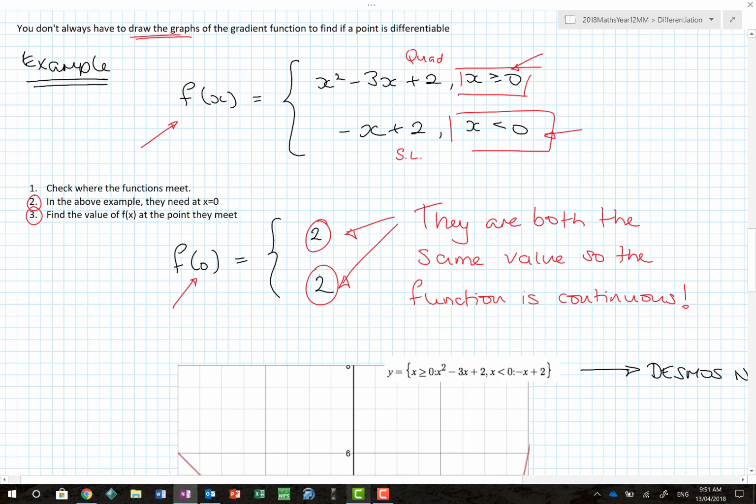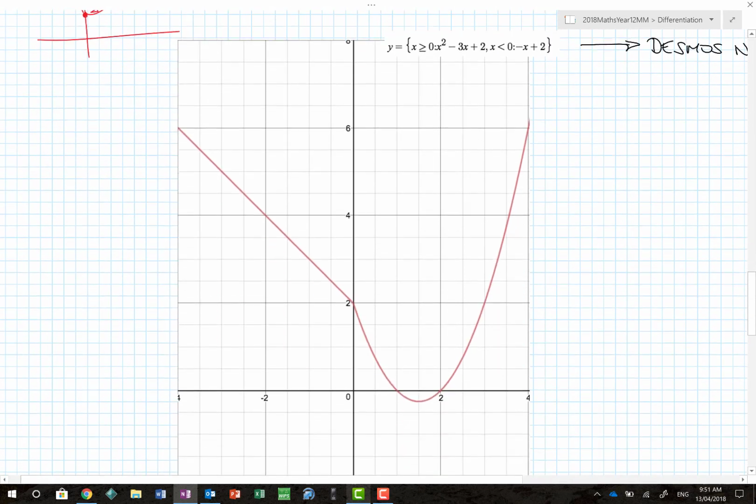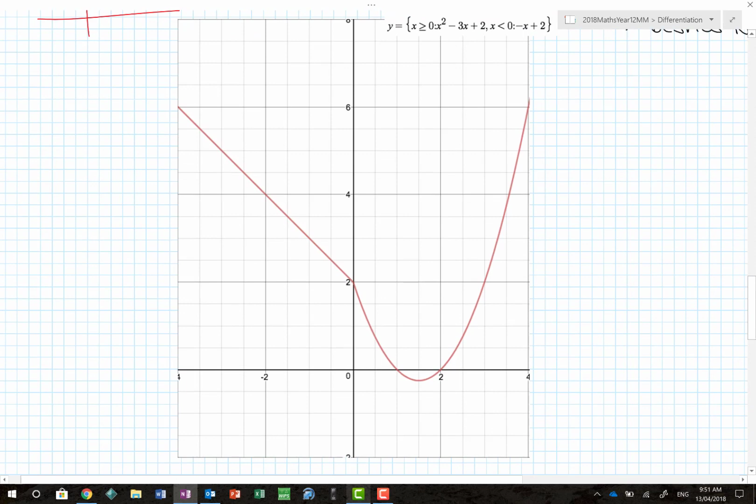So as they both have the same value, it means as I'm getting closer and closer to the point 0, and here's a really rough sketch, I have no idea what it looks like, but here is my point 0. As I get closer and closer here, and closer here, my y values both from the left and from the right of the point are coming closer and closer and will meet at the point 2. So that's good. It's continuous. Very happy. Now we need to check to see whether it's differentiable. Oh, look, there's the graph. Just in case you're interested, there's the graph.